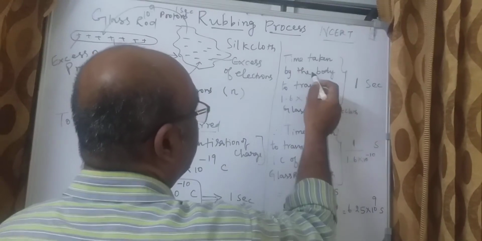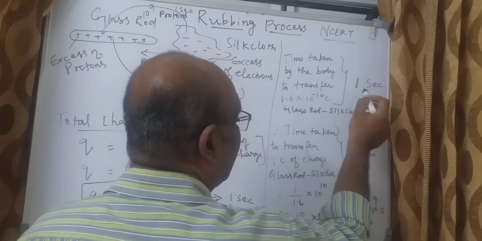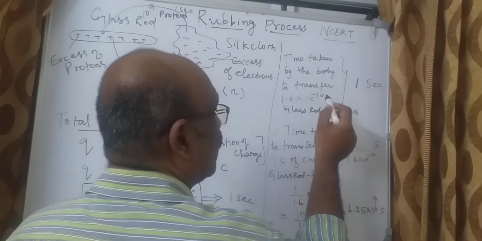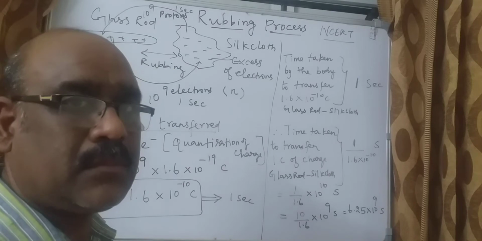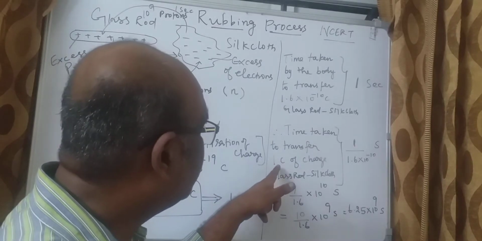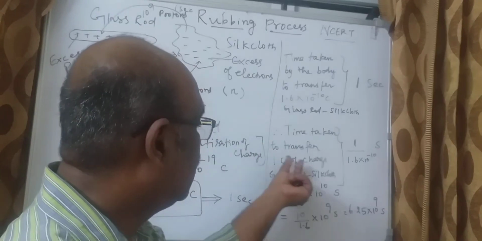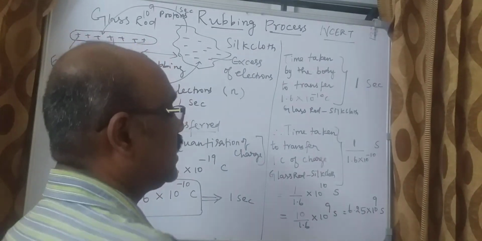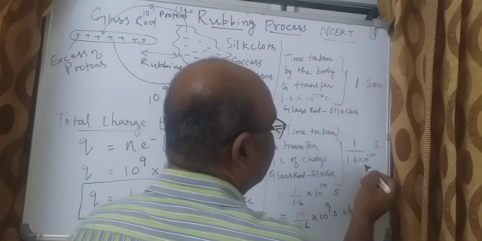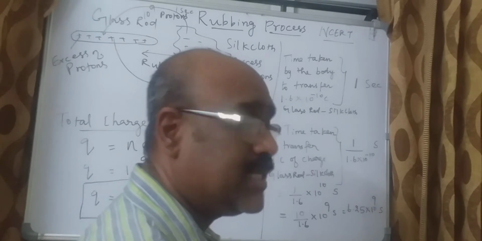That is, the time taken by the body to transfer 1.6 into 10 power minus 10 coulomb is 1 second. In 1 second, the glass rod is transferring 1.6 into 10 power minus 10 coulomb of charge from the glass rod to the silk cloth. Therefore, the time taken to transfer 1 coulomb of charge from the glass rod to the silk cloth is given by 1 divided by 1.6 into 10 power minus 10 seconds. So this much of second is needed.